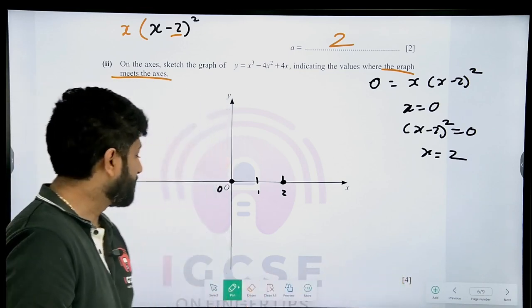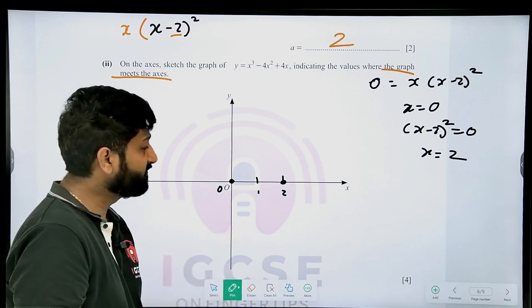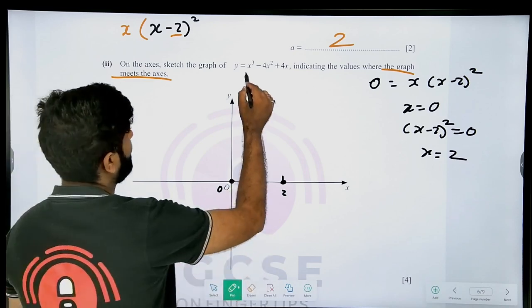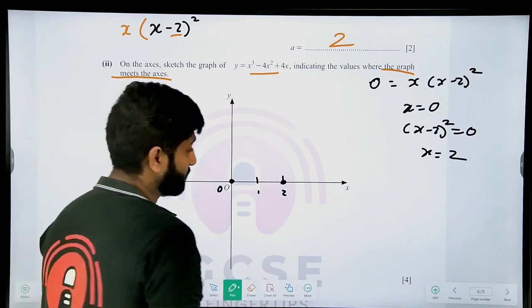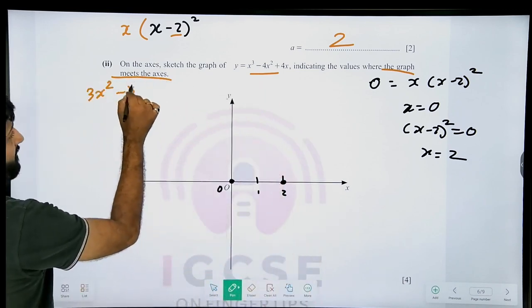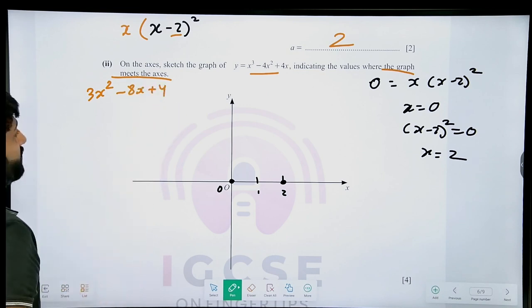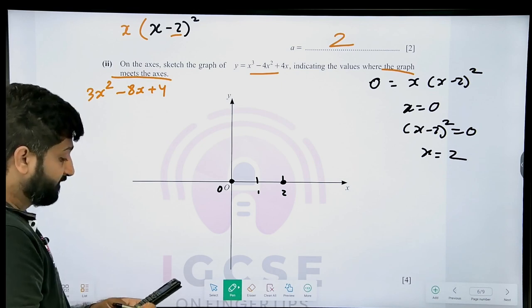So this is a 4-marker question. So what I'll do, I'll try to find the turning points. Now what are the turning points? Again, turning points are the points where dy by dx is 0. So I'll find dy by dx, that is 3x square minus 8x plus 4. 3x square minus 8x plus 4.